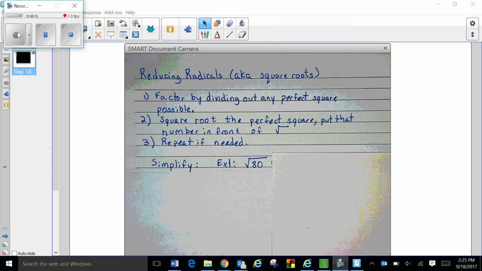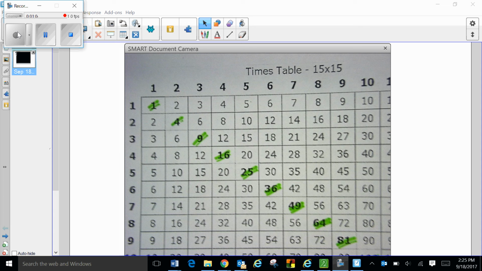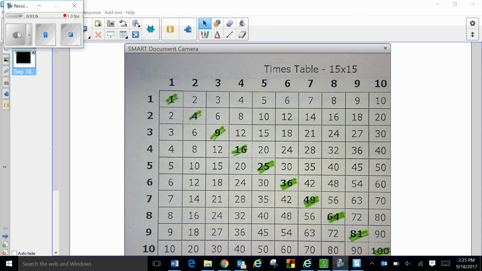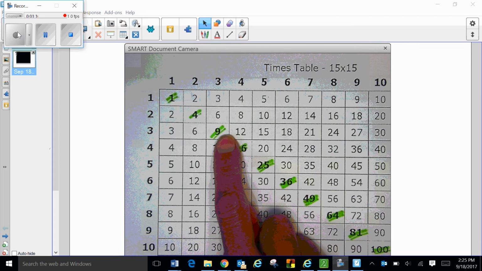Well, what are the perfect squares? Hopefully you got a times table from the sub today. And if you look where I've highlighted down that diagonal, those numbers are special because those are our perfect squares. For example, I highlighted number 9 because 3 times 3 gives me 9, or 16 because 4 times 4 is 16. We're looking for one of those numbers that will divide evenly into 80.